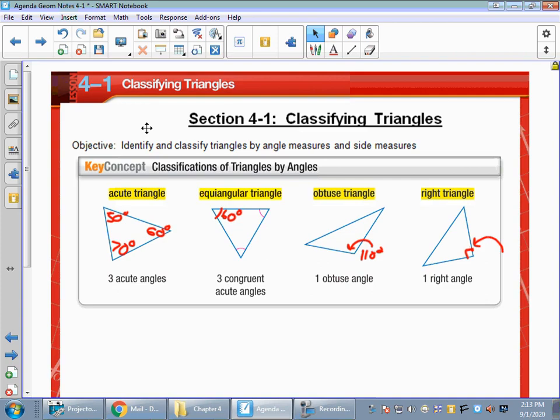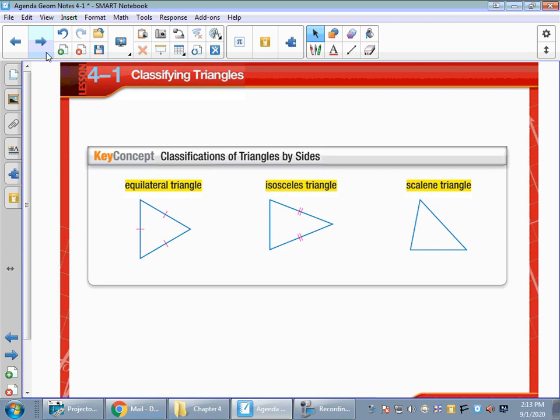And then by sides is the next one. By sides, we're looking at equilateral, isosceles, and scalene. An equilateral triangle has all 3 sides congruent. So make sure you show that with the dash mark. And then an isosceles triangle has at least 2 sides congruent. That's tricky because it says at least 2 congruent sides, which means that it could have 3.